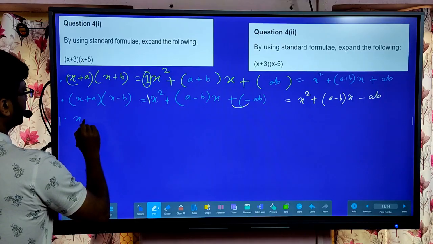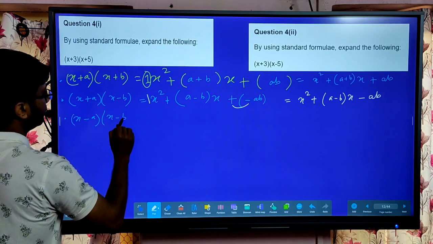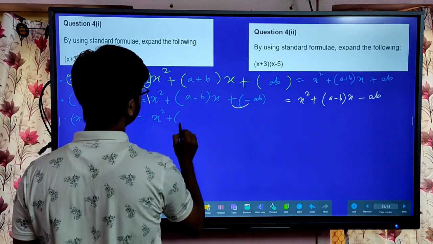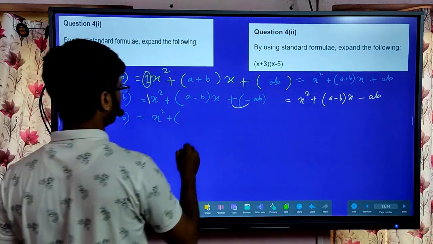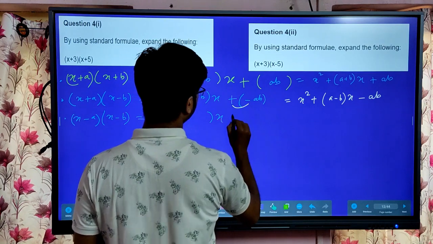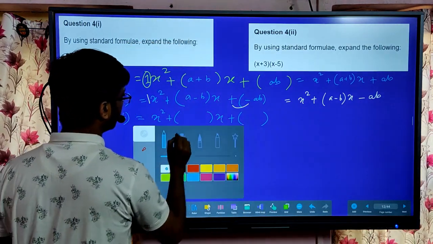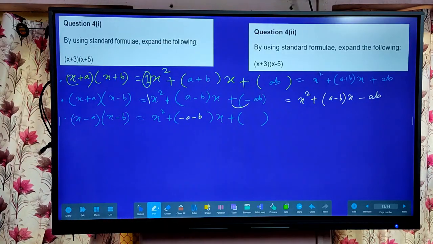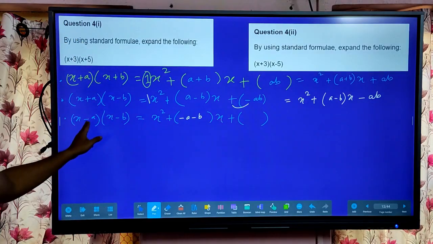If it is x minus a into x minus b, both are minus, so what do we write? So this will be x square plus, here both of them are minus, so I will write minus a minus b. Simple. So I will write over here minus a minus b. I think it is very simple for you. Okay, minus a minus b, and it will be minus a into minus b.